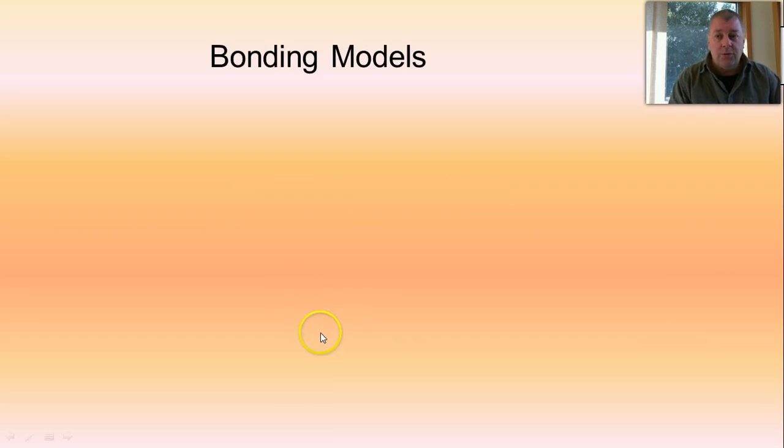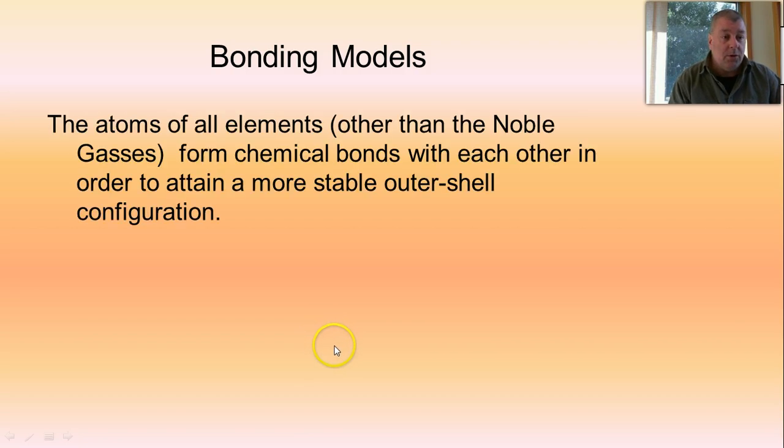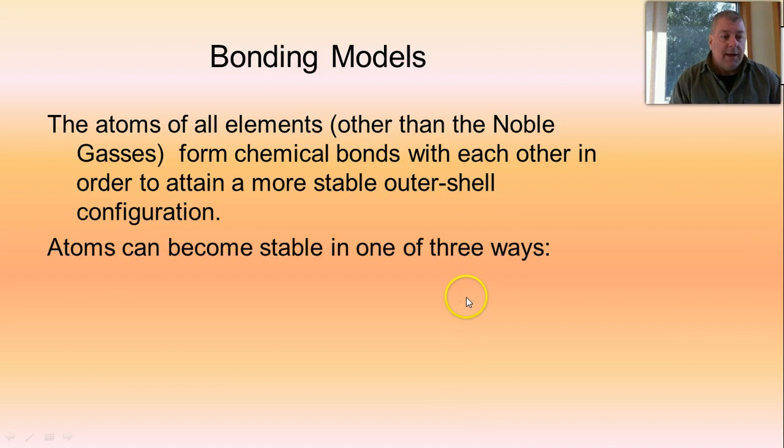So if I was to just summarize what we've learnt so far in terms of the bonding models, we have atoms of all elements other than the noble gases forming chemical bonds with each other so that they can try and get the noble gas outer shell electron configuration. So that's what drives everything in terms of this, trying to get that full outer shell. And atoms can do this in a variety of ways.